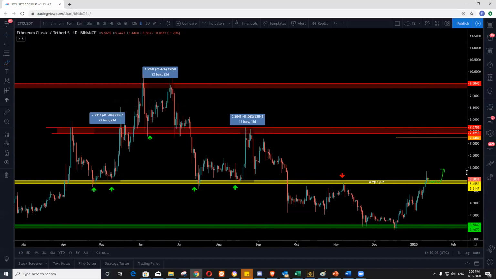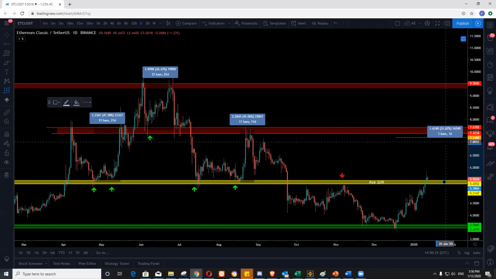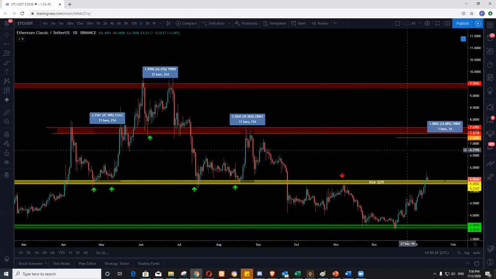Now I need to detect my targets, and as we said before, this is a very good target. It's the 61.8 Fibonacci plus the previous SR level on the weekly and on the daily. I will target a bit lower to make sure that I get filled, and then this is here. We are talking about 35%, which is very good. We have enough liquidity.